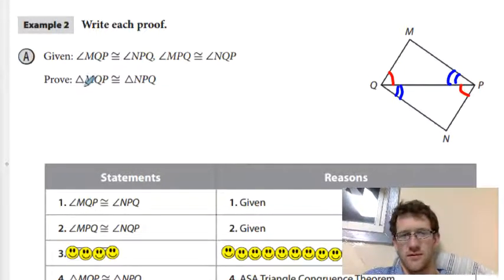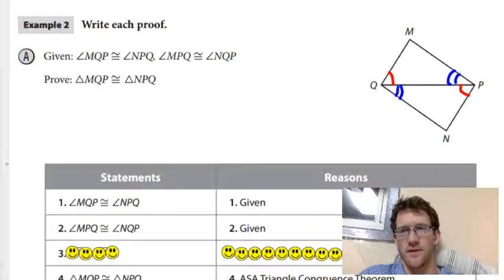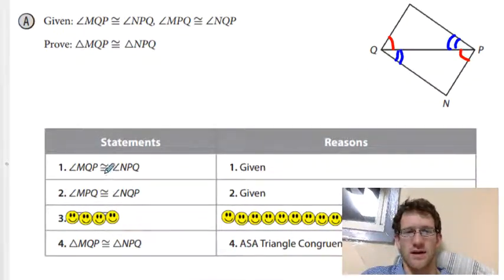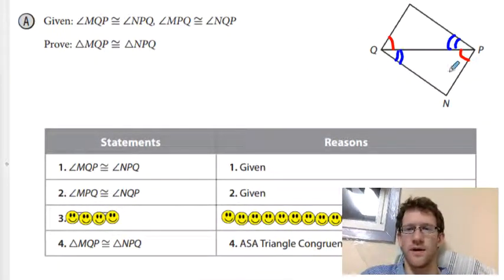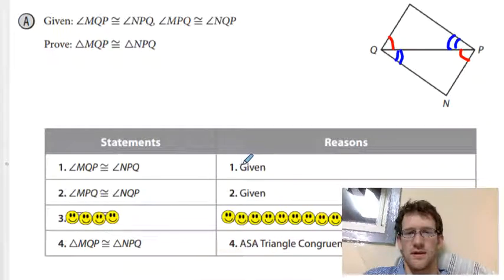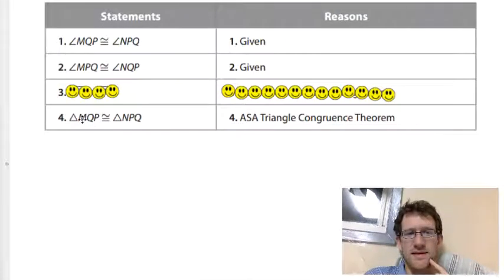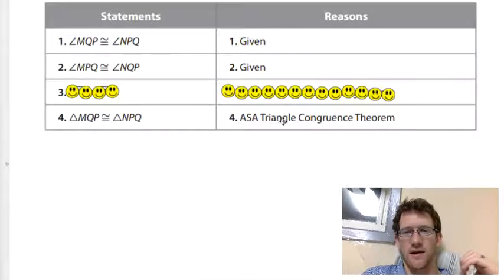And finally, the only other thing it's asking here is that we have to prove that MQP is congruent to NPQ. So we have to prove these two triangles congruent. Well, our first step is to write down the givens, but hey, it did it for us. That's cool. So we know that these are congruent, those are our givens. And then finally, just a hint, since we're in the angle, side, angle, triangle congruence section, our last statement that these two triangles are congruent, we'll use angle, side, angle, triangle congruence theorem.